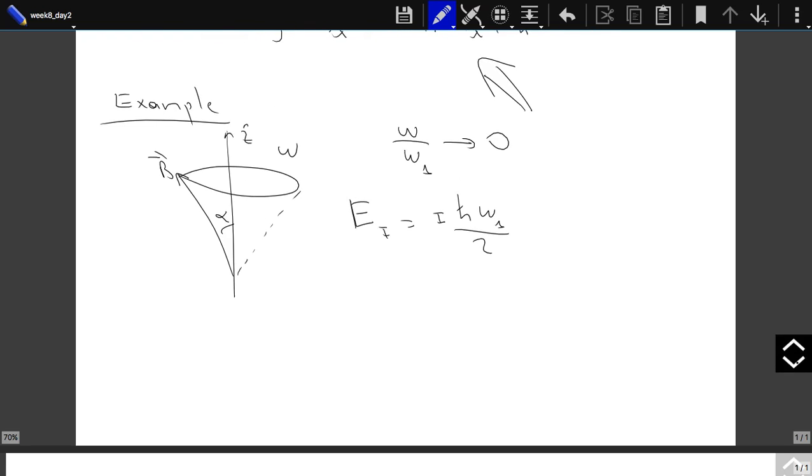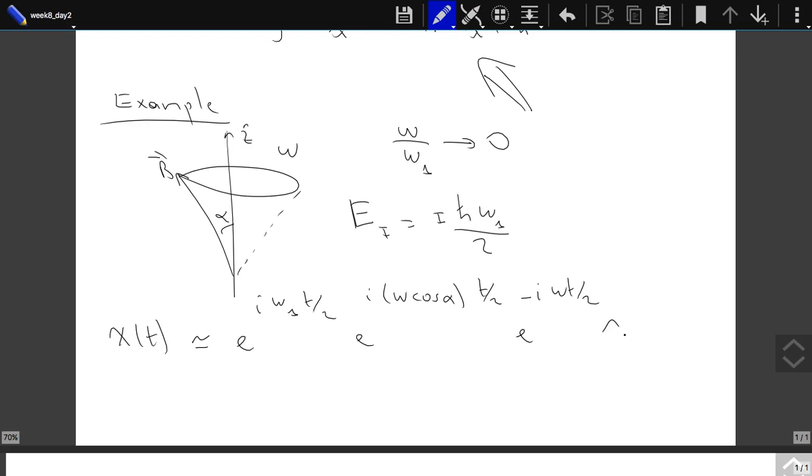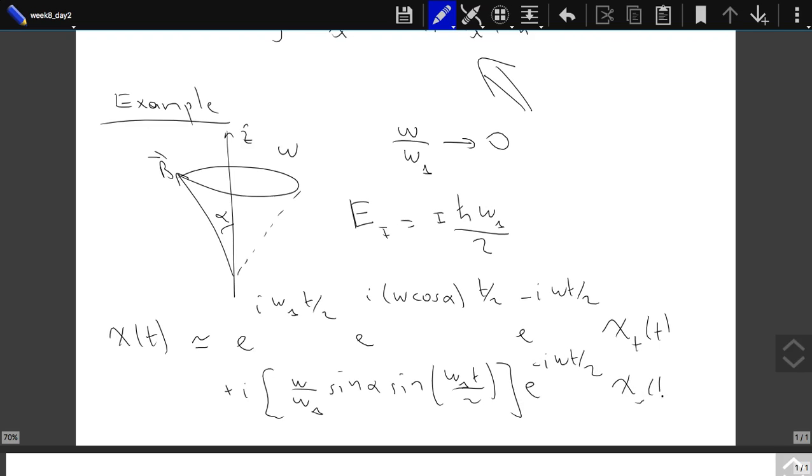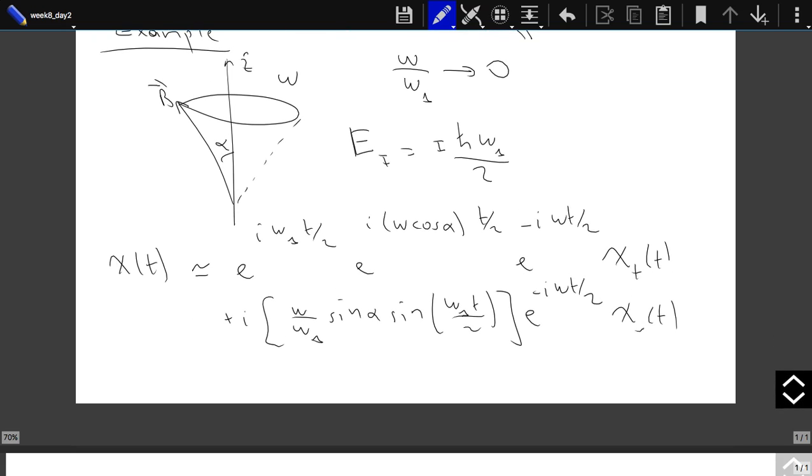Now let me take the wave function at time t in the adiabatic approximation. Let me just write it straight away. e to the power i omega 1 t over 2, times cosine alpha t over 2 e to the power minus i omega t over 2 xi plus of t, plus i sine alpha sine omega 1 t over 2 e to the power minus i omega t over 2 xi minus of t. So this is the approximate solution close to the adiabatic limit.